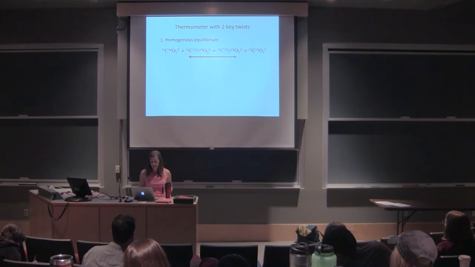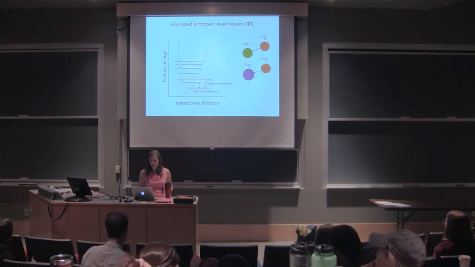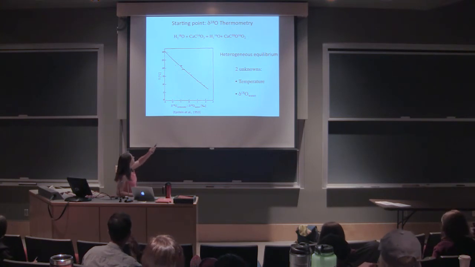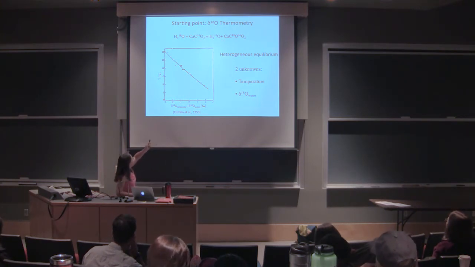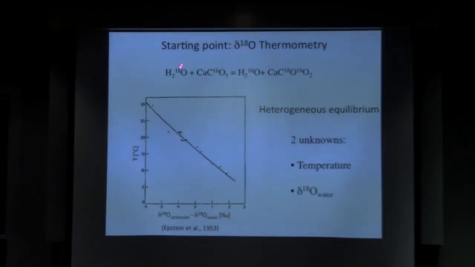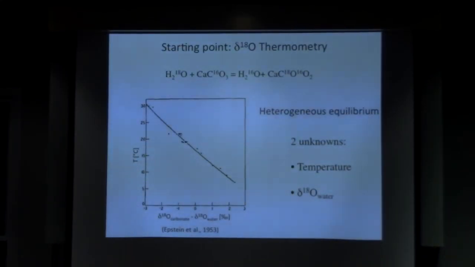And at this point, I like to point out a couple key differences. So in this original O18 thermometry equation, what you can see is you're looking at the exchange moving around, say, an O18 that's in your water and getting it bound within the carbonate. And we call this a heterogeneous isotope equilibrium, right?